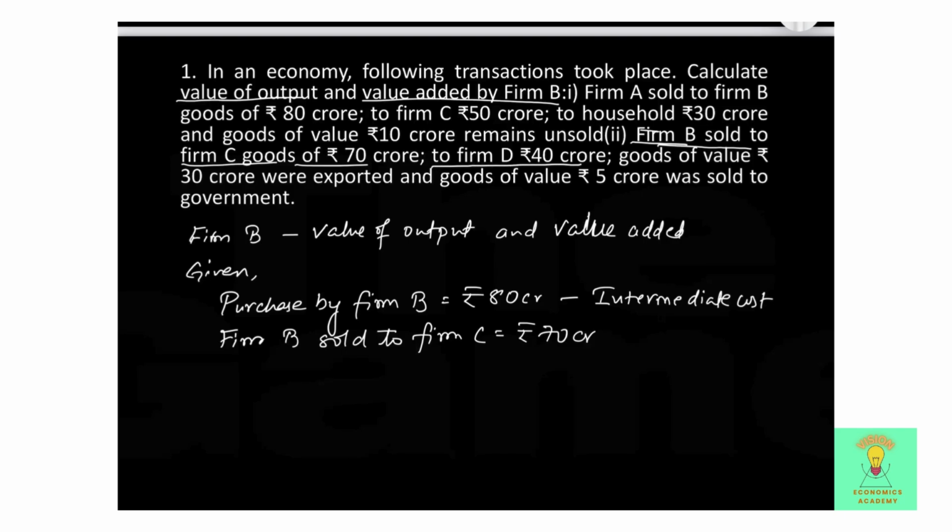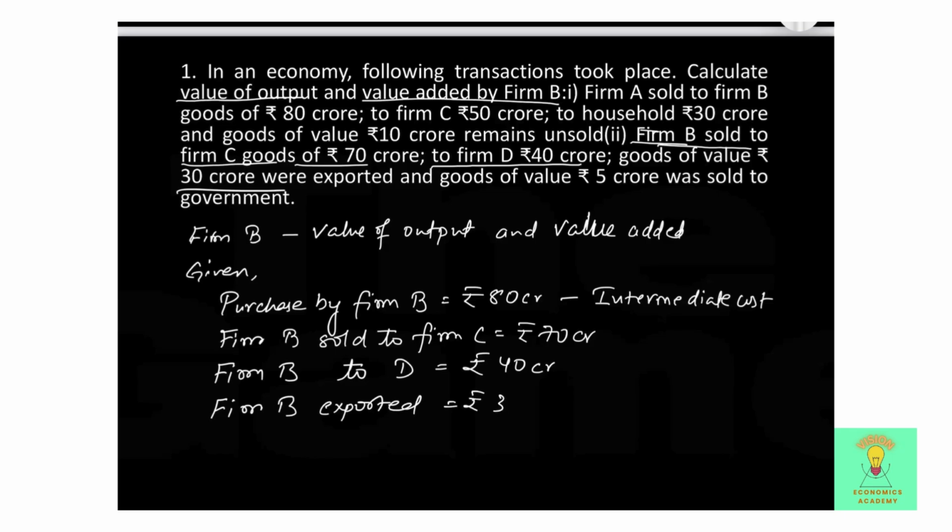To firm D, firm B sells worth rupees 40 crores. Goods of value worth 30 crores were exported. So firm B only exports goods worth value 30 crores, and goods of value of 5 crores were sold to the government. Government is also a consumer, right?